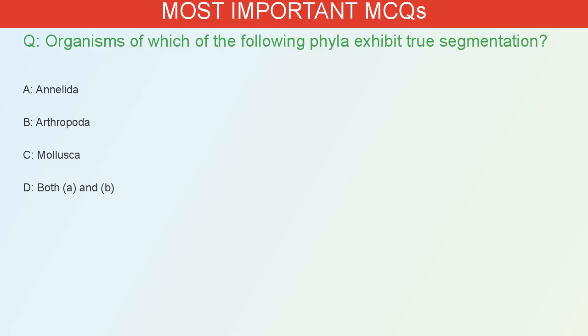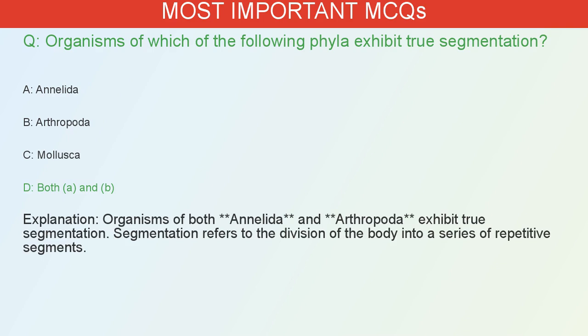Organisms of which of the following phyla exhibit true segmentation? A. Annelida. B. Arthropoda. C. Mollusca. D. Both A and B. The correct answer is D. Organisms of both Annelida and Arthropoda exhibit true segmentation. Segmentation refers to the division of the body into a series of repetitive segments.